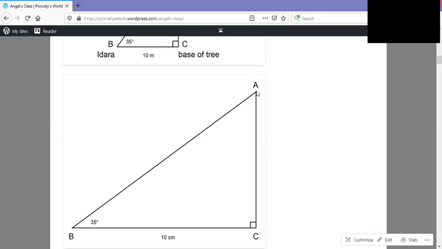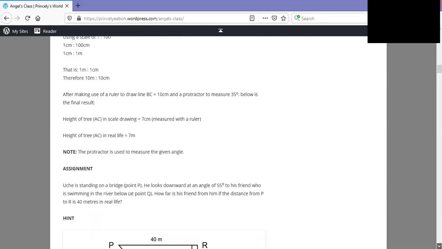And how do you achieve AC? Because this is what we need. AC, the height of the tree, is what they ask us to look for. So to achieve AC, you need to construct a perpendicular upwards through this point C. You know how to do that. We've done that before. You cut an arc across this place, cut another arc at this point, and you draw a straight line that will go through C to A. Wherever it hits the line BA, that's where you stop, and you use your ruler to measure AC to get the exact length. And when we did that, what we got for AC was 7 centimeters.